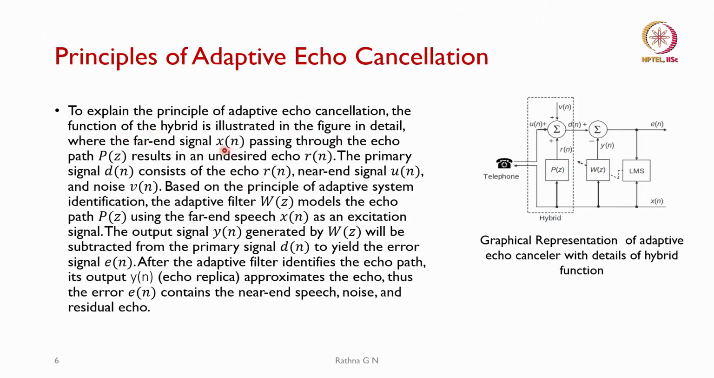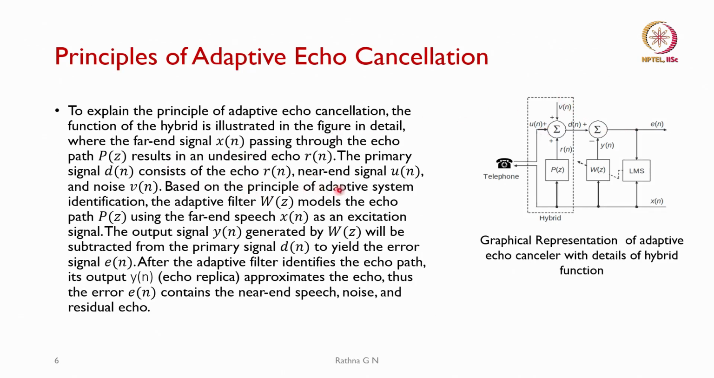Here, the far end signal x of n passes through the echo path, that is P of z, the echo path, and results in an undesired echo r of n. So, when it is passing through, P of z causes this echo, which is known as r of n. The near end signal u of n is what you have considered, and noise is defined as v of n.